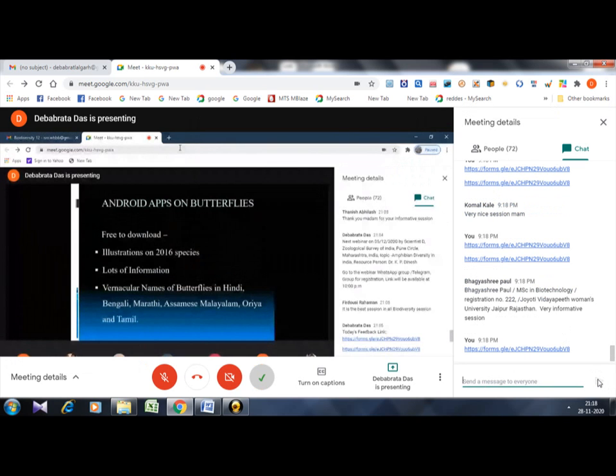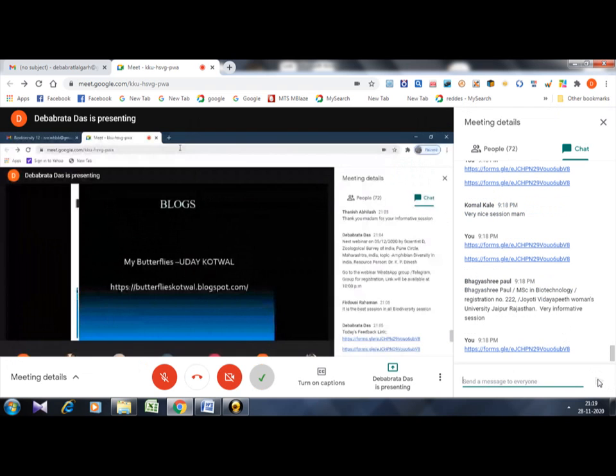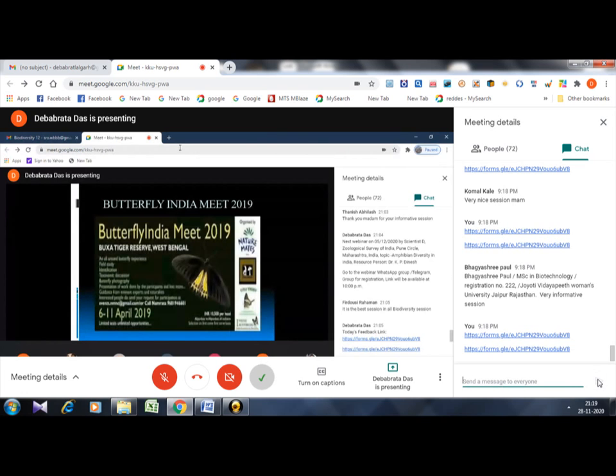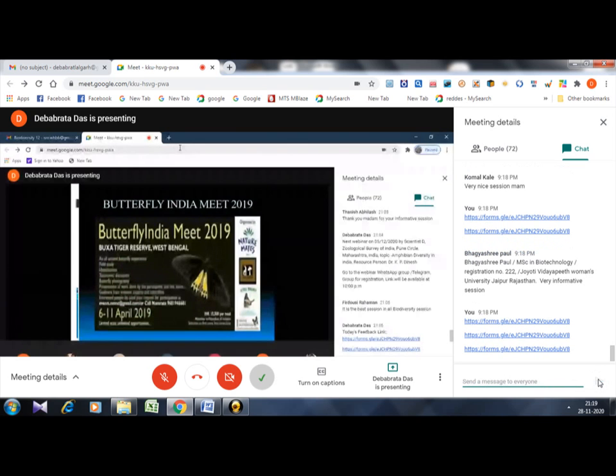There are some blogs. Before learning about butterflies, I went to these blogs. This is the blog of my sir, and this blog has a lot of information about many different butterflies. That's why you can go and check out his blog. Then this is the Butterfly India Meet conducted in Buxa Tiger Reserve. As it is from Buxa Tiger Reserve, I had to show this meet to you. It is to inform you that many of these meets are conducted throughout India, and you can go to one of these.